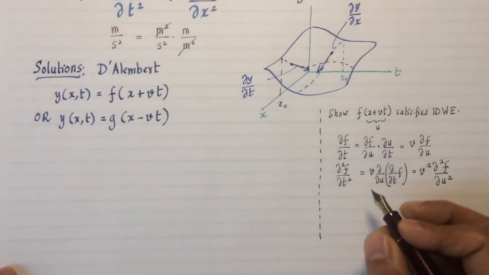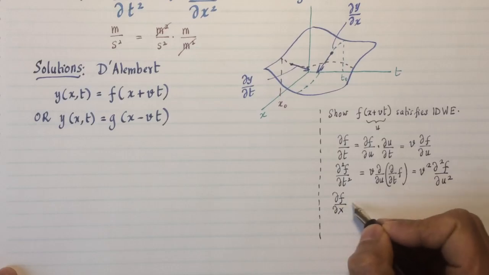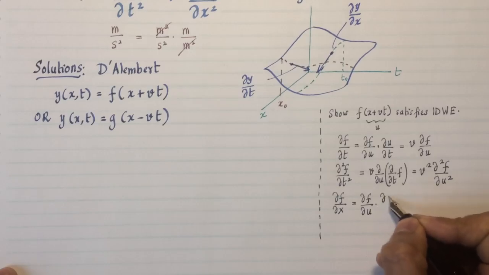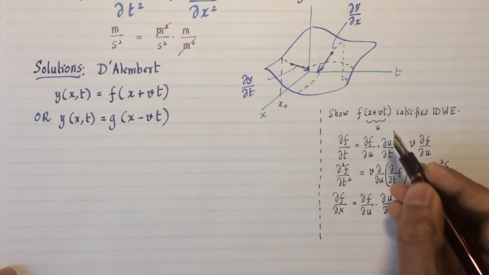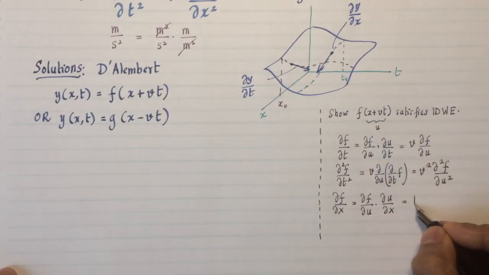Now I'll play the same game with a space derivative. So del f by del x is going to be del f by del u times del u by del x. And now I look at del u by del x. Well, that's just 1. So that's going to give me 1 times del f by del u.